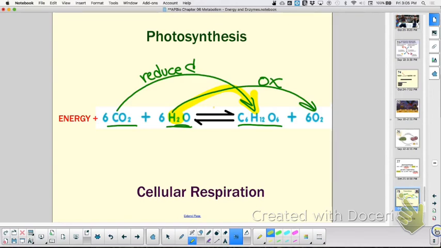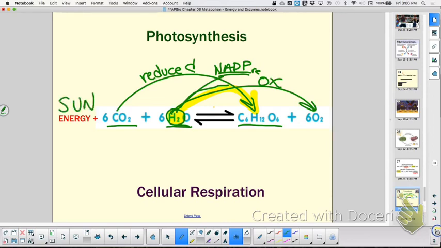Who's going to carry those electrons temporarily? Where are these hydrogens going to go temporarily? They're going to go to NADP. Yeah, they're going to reduce NADP, which is going to give it to CO2 in order to reduce it. Now, in order to form NADPH, you need some high energy electrons. Who's going to get those electrons excited? The sun. So that's why the sun is a reactant in this whole process.